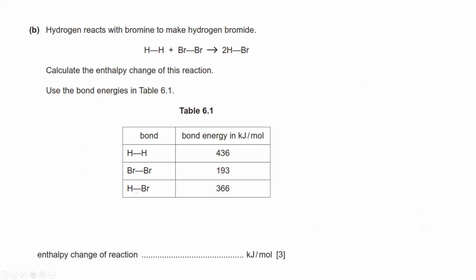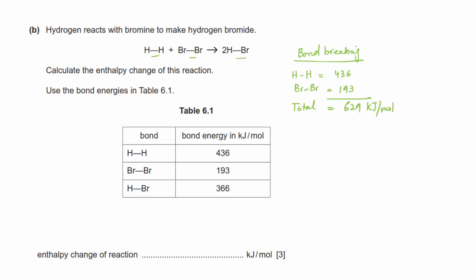So moving ahead, it says hydrogen reacts with bromine to make hydrogen bromide. Calculate the enthalpy change of this reaction. Again, we have two bonds that are broken and two new bonds that are formed. Some of the energies are given. So for bond breaking, the total energy is: hydrogen, H-H bond that is broken, 436, and also the bromine bond that is broken, 193. So the total becomes equal to 629 kJ per mole.